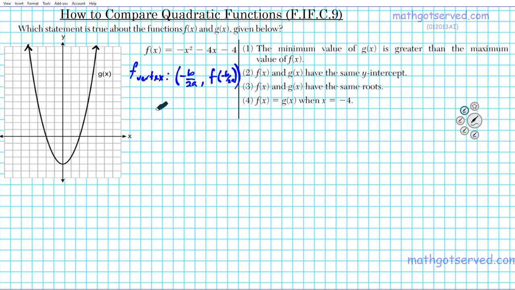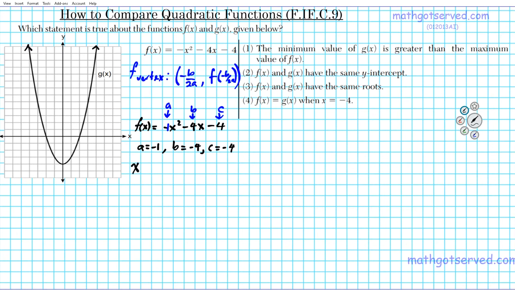The function under consideration is negative x squared minus 4x minus 4. We can easily determine what a, b, and c are since it's already in standard form. So a is going to be negative 1, b is going to be negative 4, and c is going to be negative 4 also. Let's write those out: a is negative 1, b is negative 4, and c is negative 4. We need all these because they can help us find the vertex.